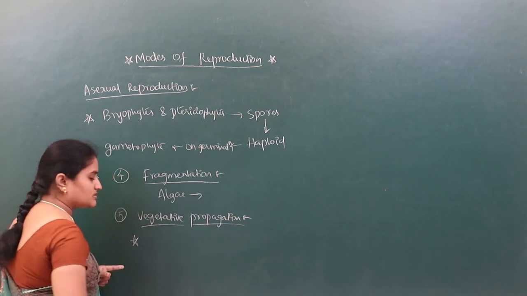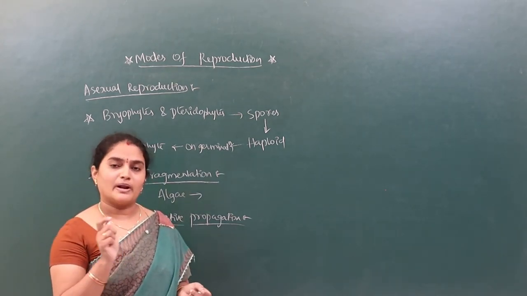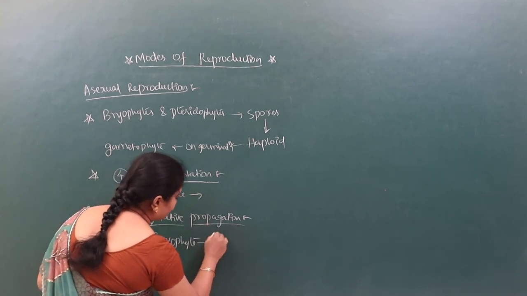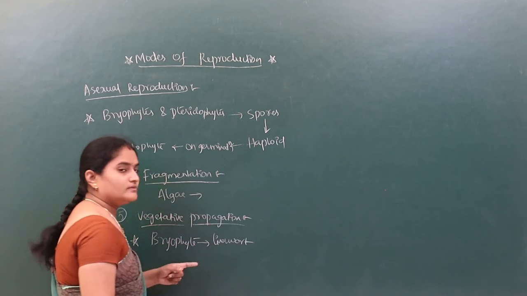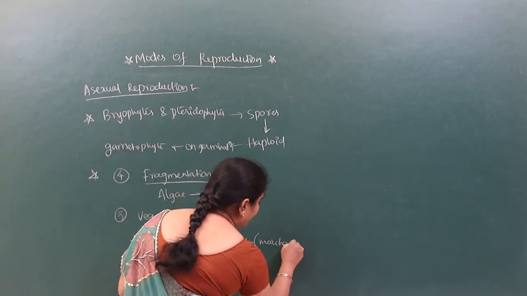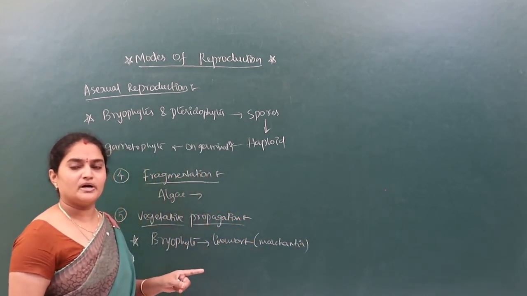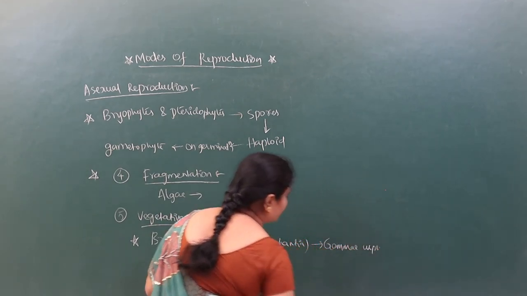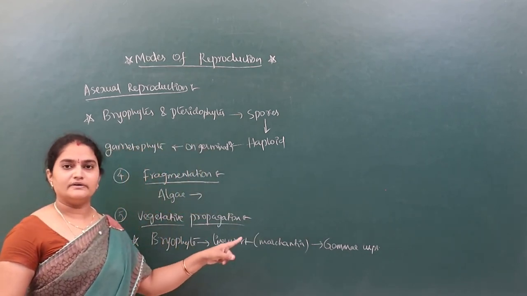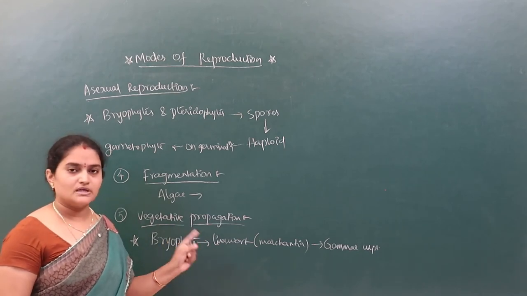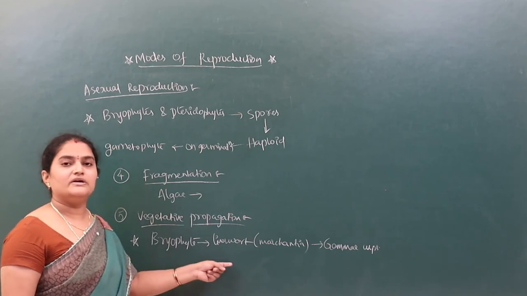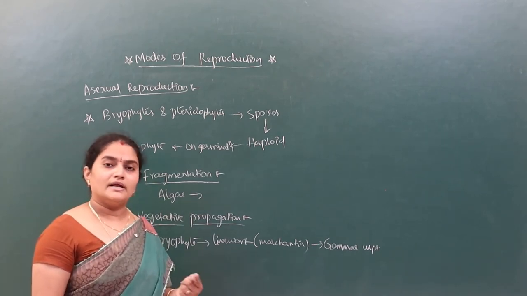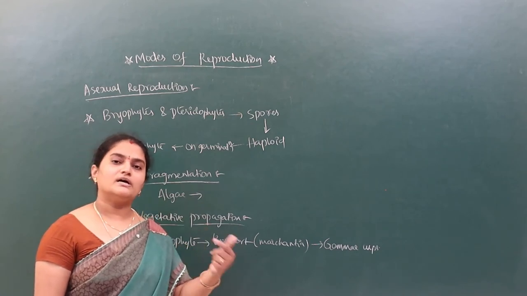So during this vegetative propagation, the bryophyte that is considered a liverwort, or we can also consider it as Marchantia. So Marchantia will undergo a special type of vegetative propagation by the formation of gemma cups. Already we discussed the gemma cups in the plant kingdom, particularly in the bryophytes, liverworts. These gemmae are multicellular, chloroplast containing structures which undergo photosynthesis. There it can give rise to a new plant.